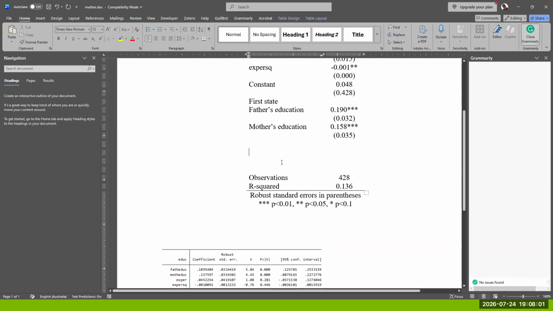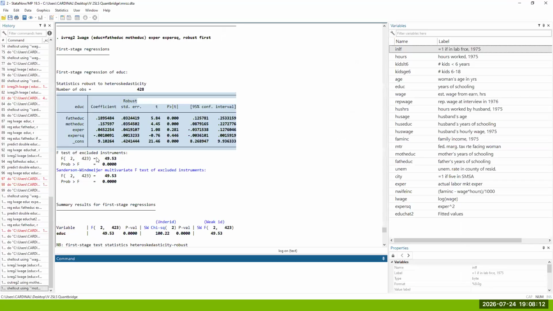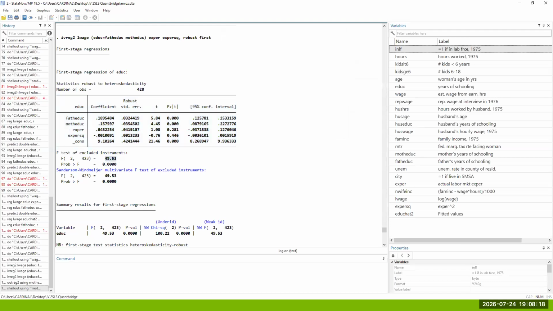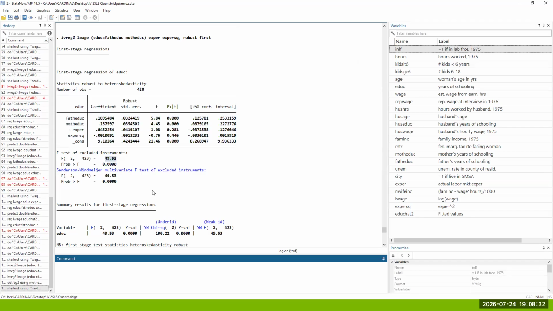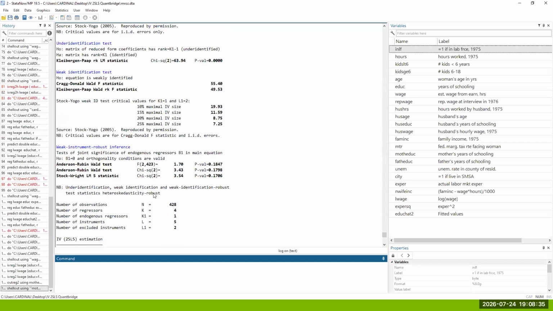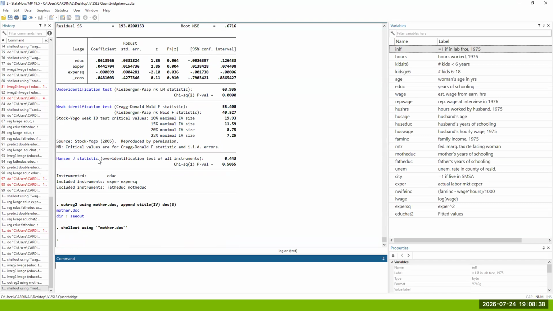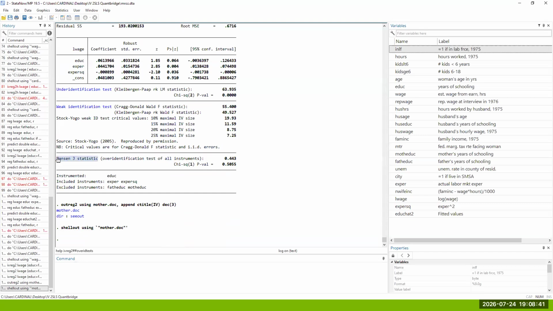Your next step is to report the F statistic. The F statistic is reported just beneath the first stage regression table, so report that here. Now your next statistic to report comes after the second stage regression has been reported. That is your Hansen J statistic here for over-identification.